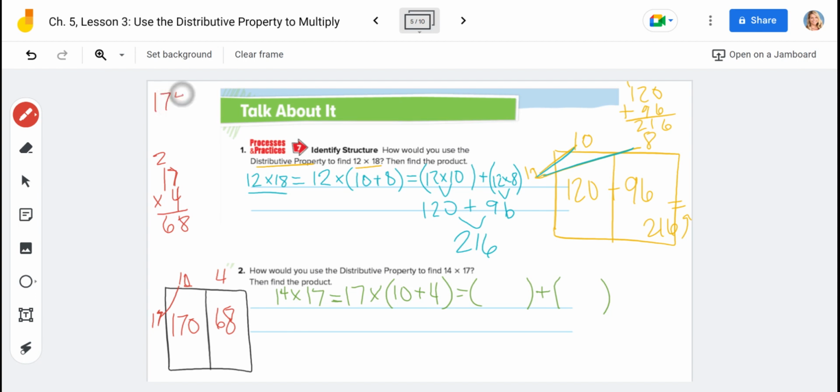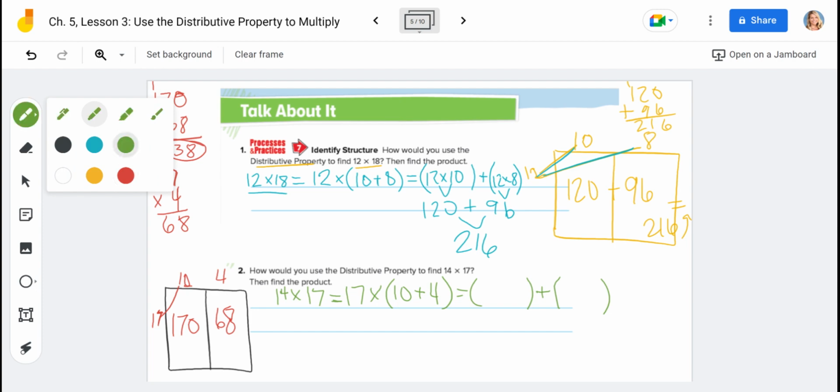Now I'm just going to come up here. 170 plus 68. That's a terrible 0. 8. 13. Carry my 1. 1 plus 1 is 2. So I get 238 as my answer.